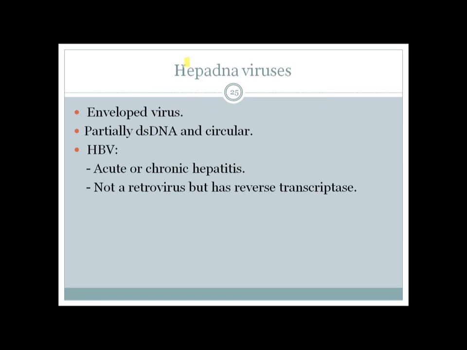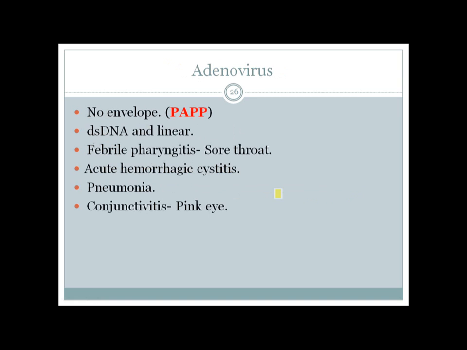And here we have the second group, the Hepadna viruses. The Hepadna viruses are also enveloped viruses, dsDNA, which is actually partial, and the most important virus in this group is hepatitis B virus. It can cause either acute hepatitis or chronic hepatitis. And though it is not a retrovirus, it still has reverse transcriptase.